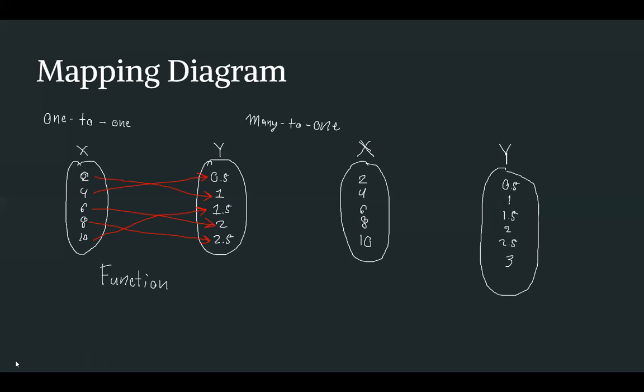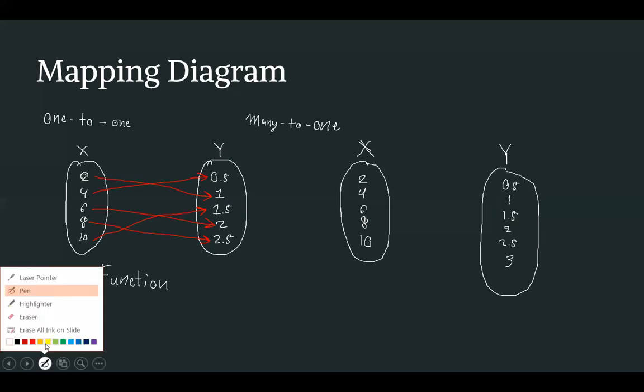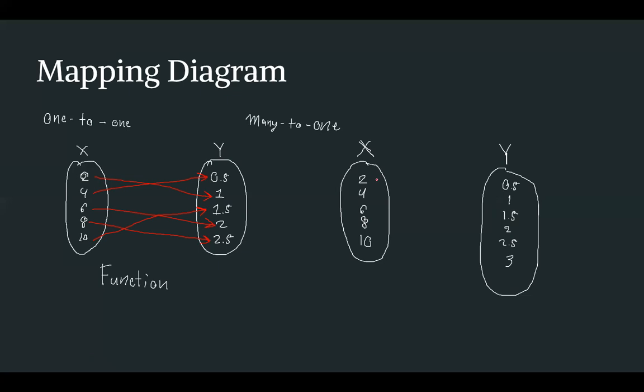So let's again match. Let's just say I'll match 2 to 1, 4 to 0.5, 6 to 2, and then we have 10 to 1.5. And then for the 8, it matches into two elements from set Y, 2.5 and 3. So what type of diagram is this?